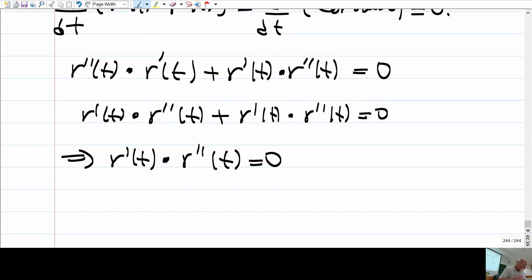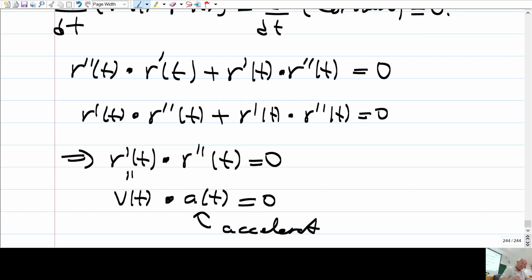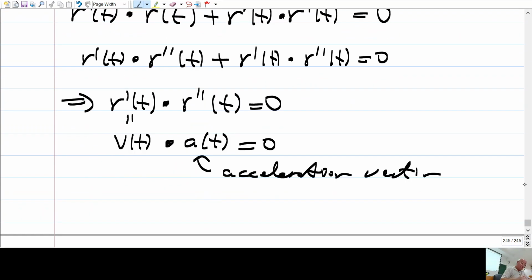However, r'(t) is the velocity vector, and r'' is the change in the velocity. Change in the velocity is the acceleration vector. So this is a(t), the acceleration vector. And the dot product is 0. Well, dot product is 0 means v(t) is perpendicular to a(t) for all t.